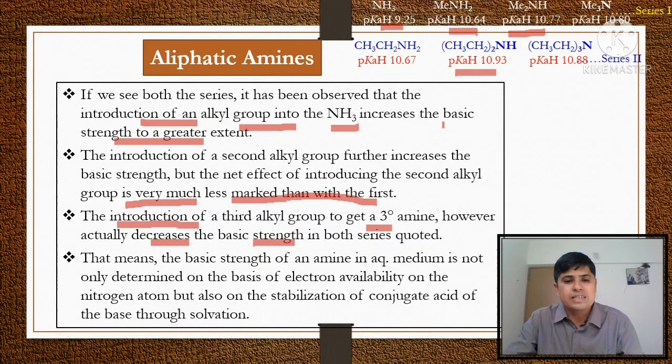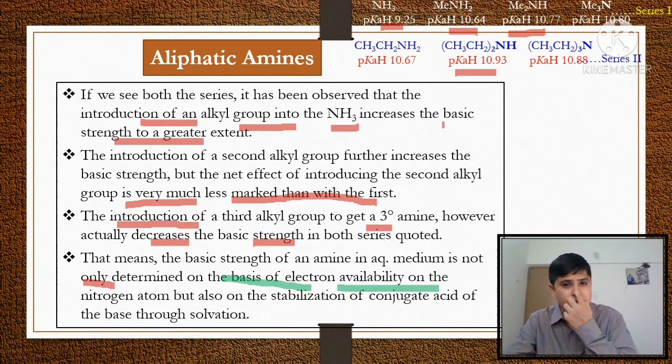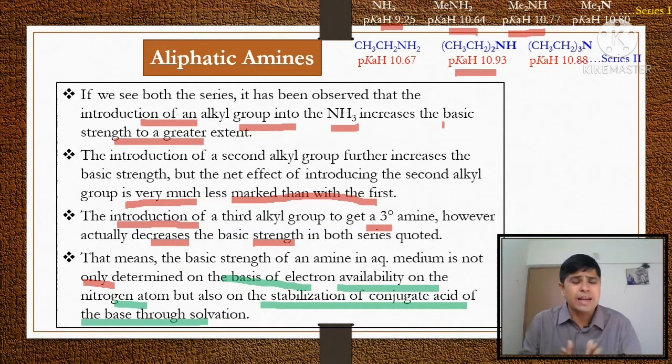That is, it decreases the basic strength in the second series, as quoted. That means the basic strength of an amine in aqueous medium is not only determined on the basis of electron availability on the nitrogen atom, but also on the stabilization of the conjugate acid of the base through solvation.